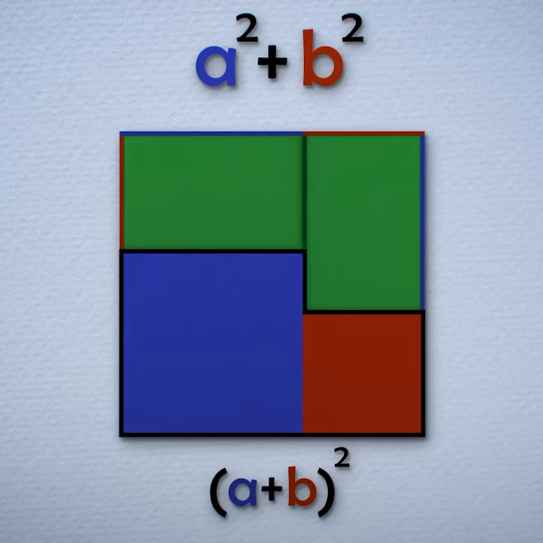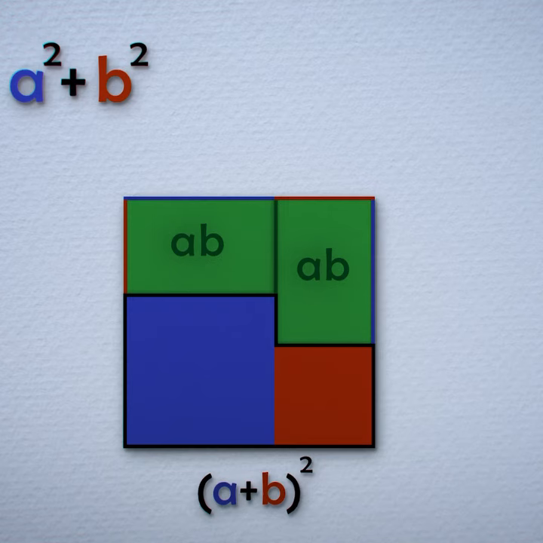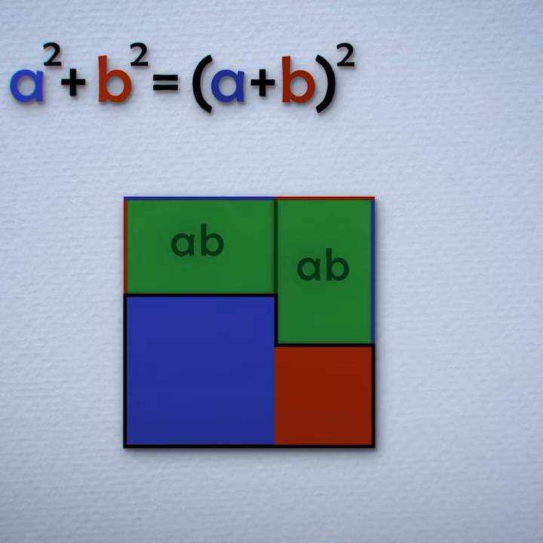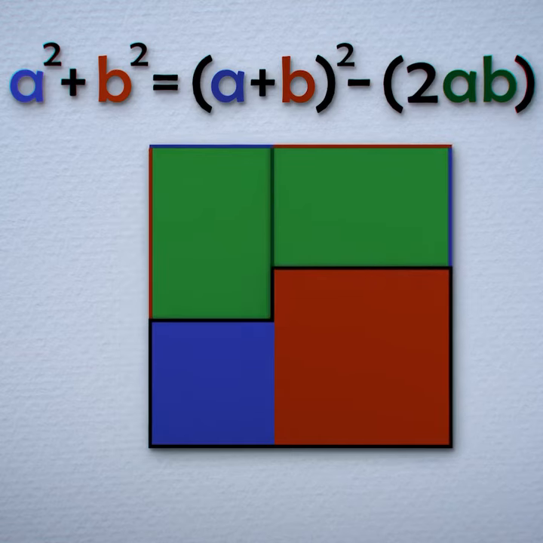Each rectangle measures a on one side and b on the other. We have two of these rectangles with an area of a times b. Therefore, we just found that the area of a squared plus b squared is equal to (a plus b) squared minus 2ab. This will work for any values of a and b.